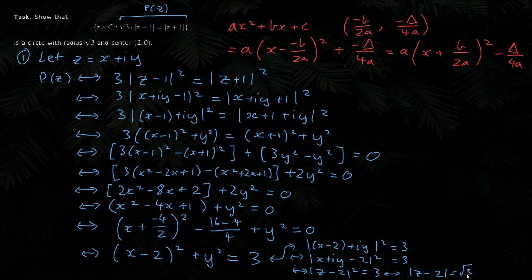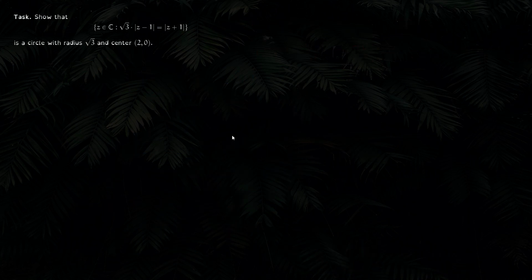So now it's very clear that this condition expresses that the distance between z and 2 is the square root of 3. And so the set of all complex numbers z satisfying this should form a circle with these parameters. Okay, so that was method 1. Let's now look at method 2.